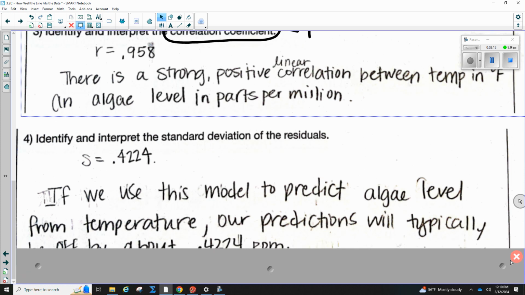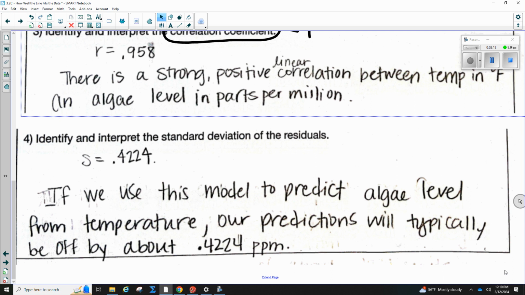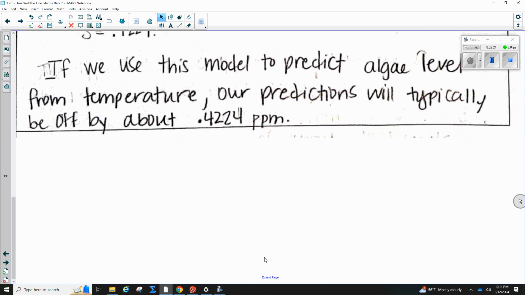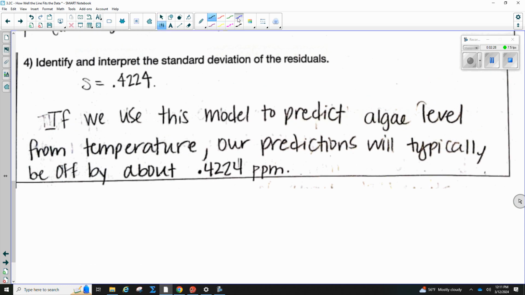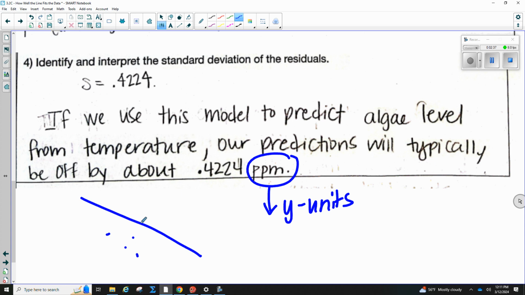If we use this model to predict algae level from temperature, our predictions will typically be off by about 0.4224 parts per million. Please remember that this is always going to be in the y units, whatever the y units are. So it's always how far our points are off from the line in the y direction. All right.